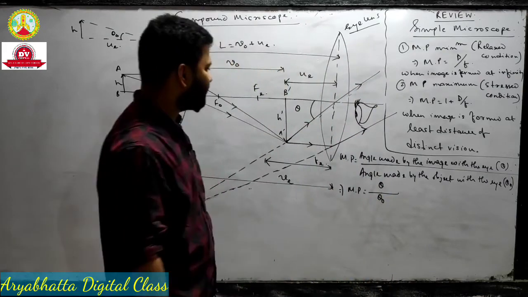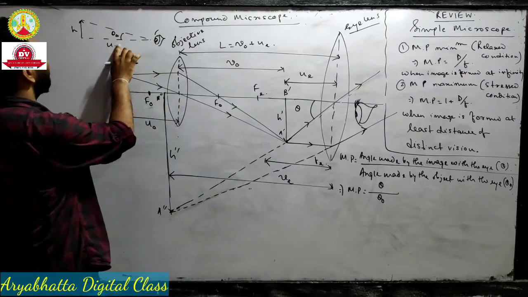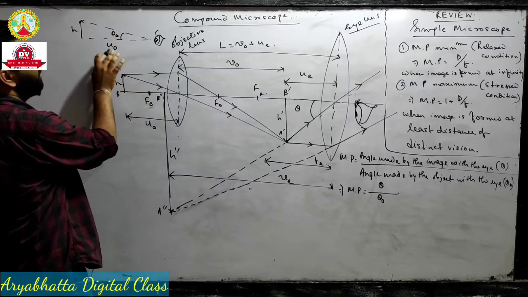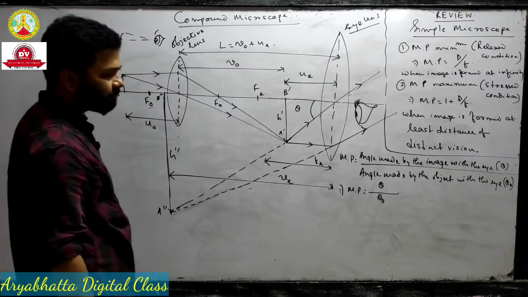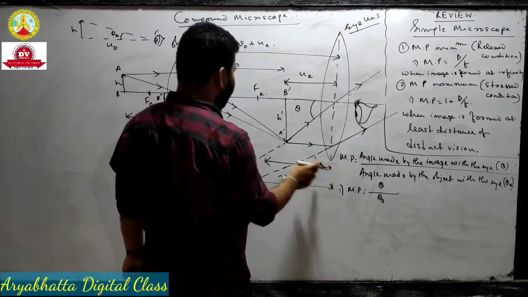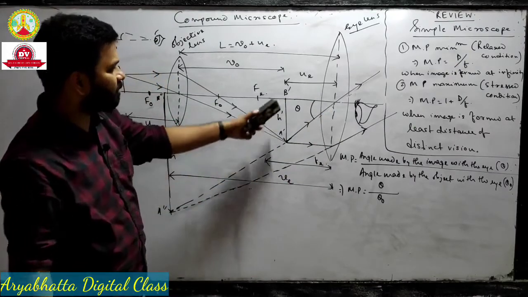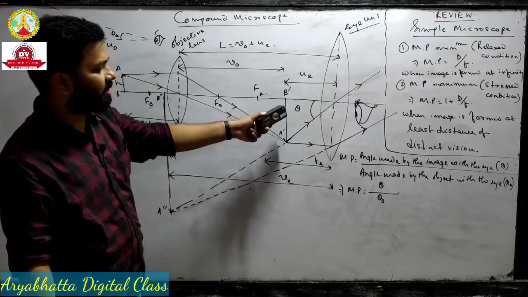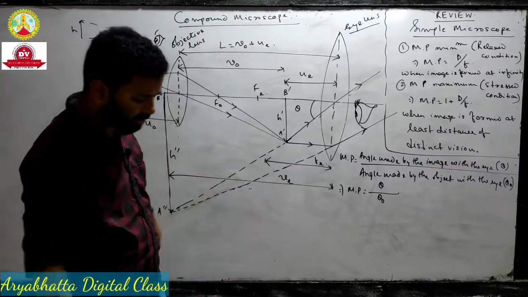Okay, what is theta? From the diagram we can write theta is, this one will be u naught, because u naught means for the objective lens, na? So h by u naught. So what is theta? Theta is h dash divided by ue. Tan theta is equal to perpendicular by base. The angles are very small, so you can write h dash divided by ue.